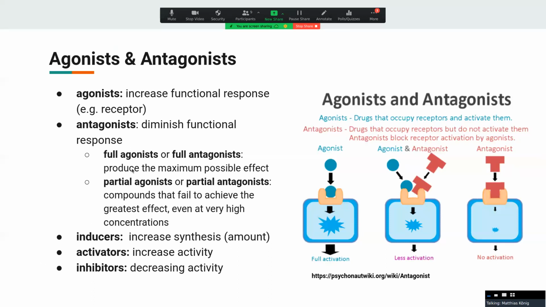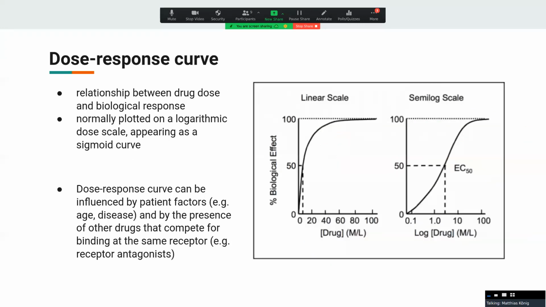And so, if you read the literature, you often find these words, and you should have a general understanding of what they mean.